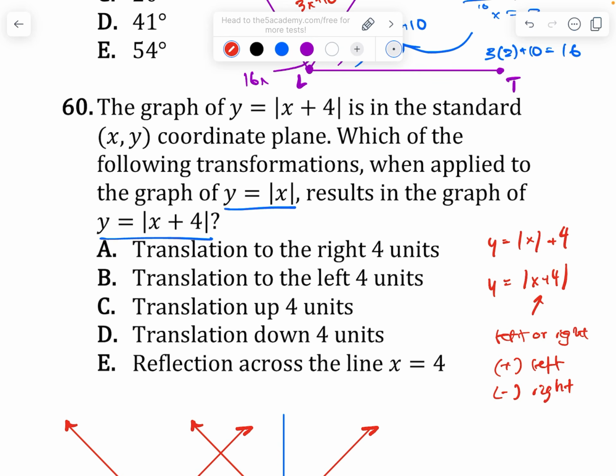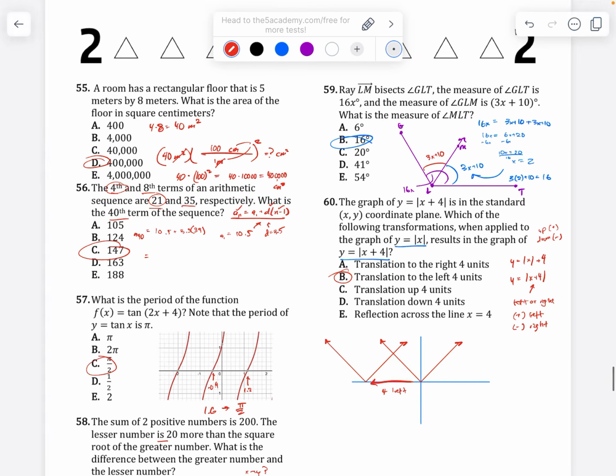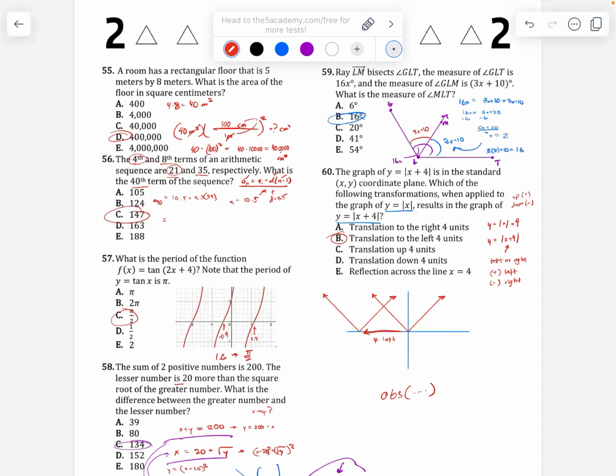If you see the plus or minus 4 being added or subtracted outside of the parentheses or outside of the absolute value brackets, that means you're going up or down. Positive is up, negative is down. In this case, clearly it's inside the parentheses, so we're going to go translation to the left 4 units. You can graph it if it's possible on your graphing calculator, which I think it should be. You can use the abs function, if I remember correctly. So you do abs x plus 4.